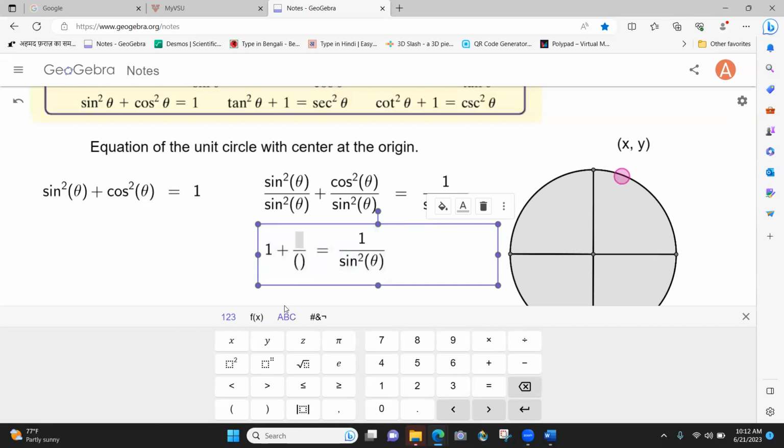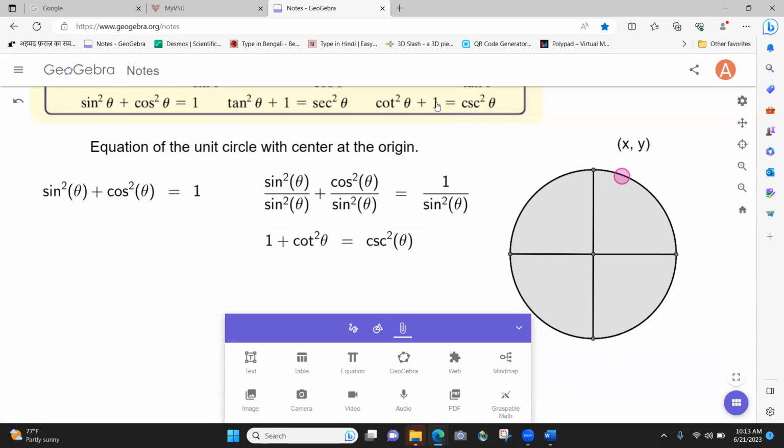I don't know why it's not going to let me do it, but we'll try. Anyway, 1 over sine squared theta is cosecant squared theta. That's the third one. Here it's the same thing.